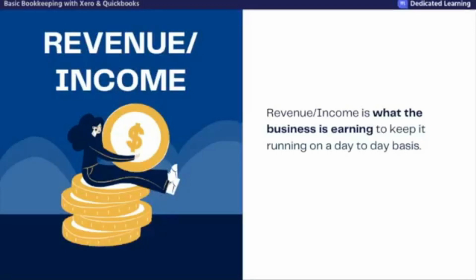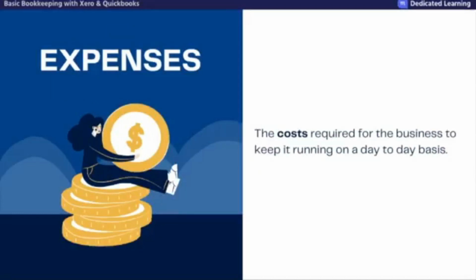Next on the list is our revenue or income. So this is what keeps the business running on a day-to-day basis. This is the bread and butter, otherwise known as whatever it is that your business is earning, that is revenue or income. On the opposite end, there is your expenses, which is our last main category. These are the costs that are required for the business. Now, just like in our real lives, this is the most popular category within bookkeeping and accounting because it usually takes a lot of costs or expenses to keep a business running on a day to day basis.